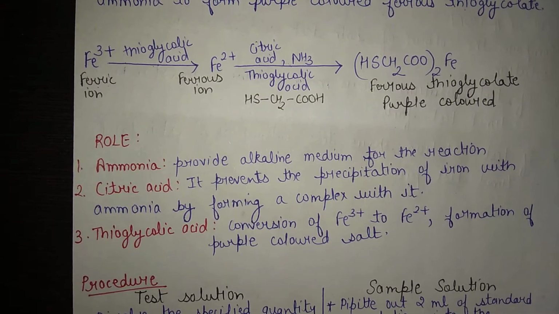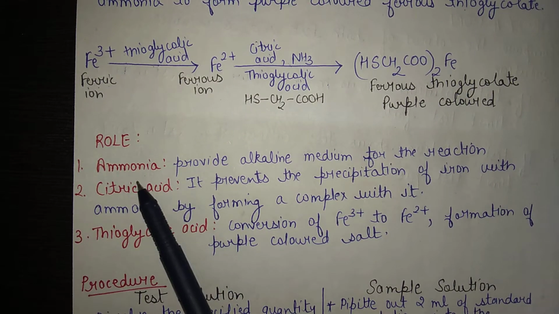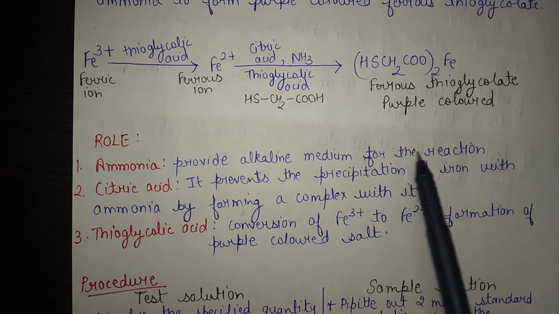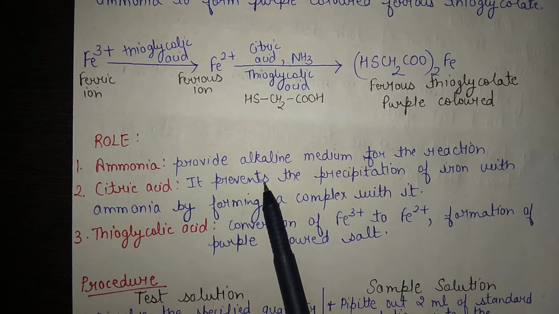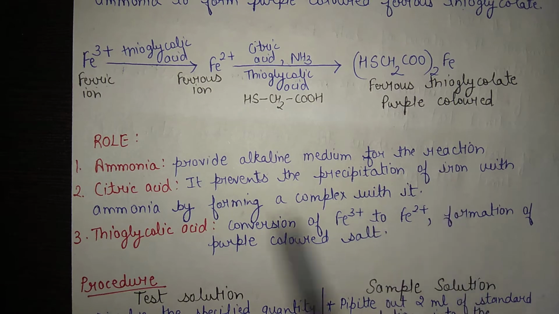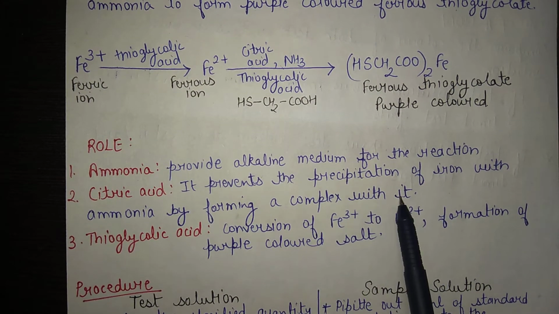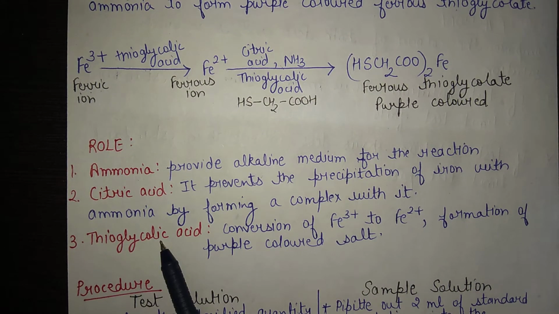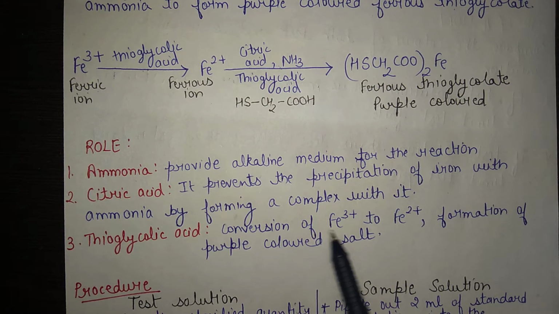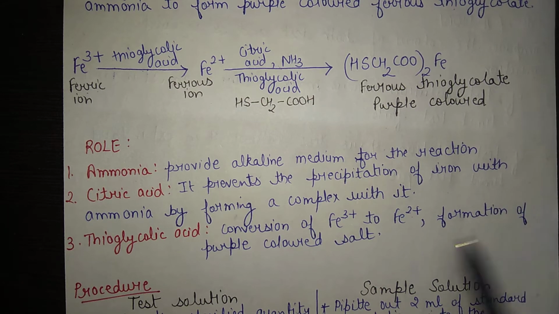So, the role of ammonia: ammonia is used to provide an alkaline medium for the reaction. Citric acid prevents the precipitation of iron with ammonia by forming a complex with it. And the thioglycolic acid which we use is used for the conversion of iron +3 form to iron +2 form, that is ferric ion into ferrous ion, and it also helps in the formation of the purple colored salt.